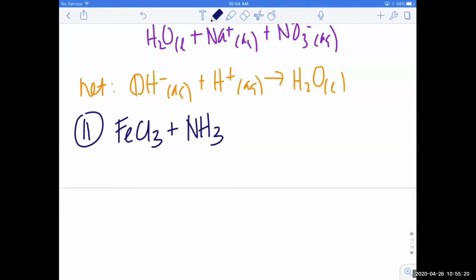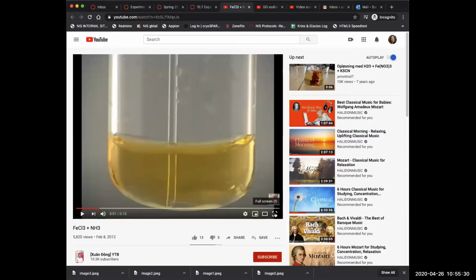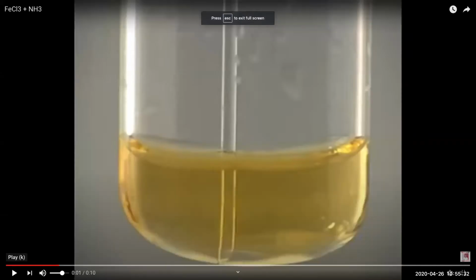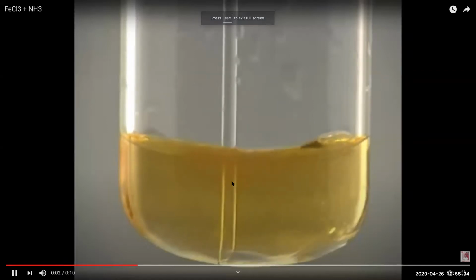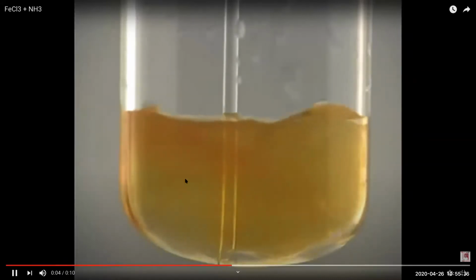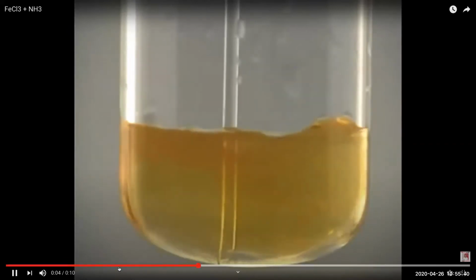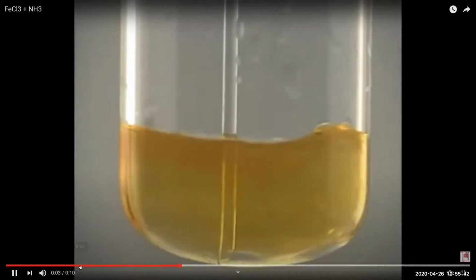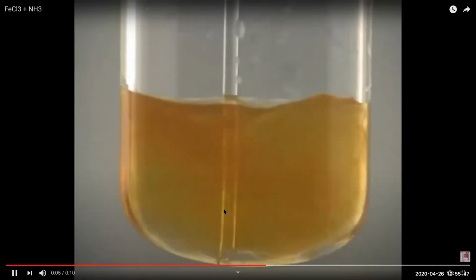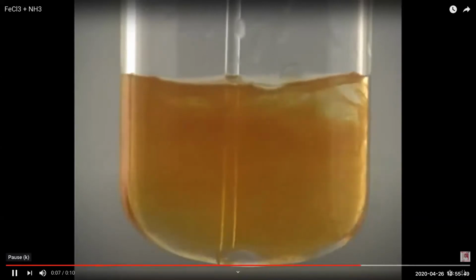So we're looking for FeCl3 plus NH3. In our last example, we saw that NH3 pulled off a hydrogen, but we can't really see that here. So here they're going to bubble in the ammonia gas, and you can start seeing it by the liquid rising. So you see that color change. Let's watch that one more time. You can see here, it used to be that nice yellow color, and then it's turning this orangish brown. It should be like a rusty color.